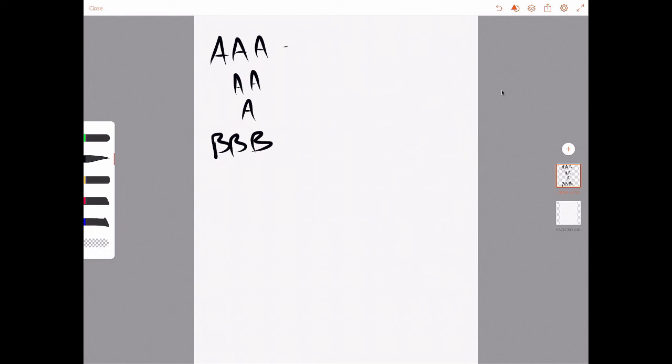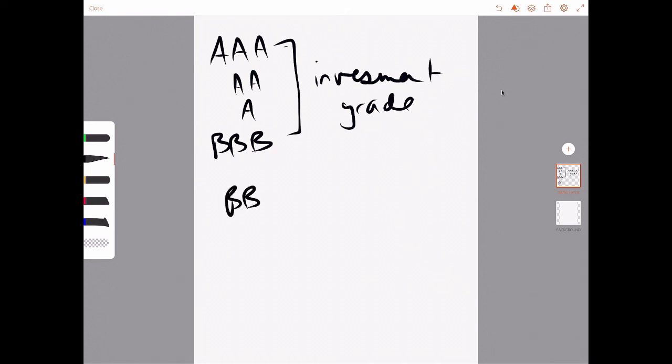But all four of these categories are what we call investment grade bonds. These are pretty safe, pretty sure that you're going to get repaid. The default risk or the repayment risk is pretty low. Once you go below BBB rated bonds, things get a little dicey.